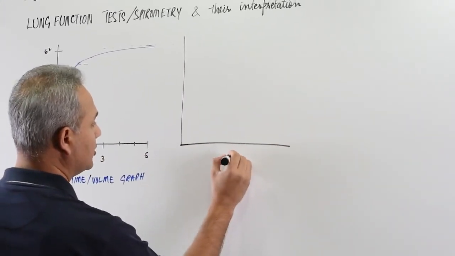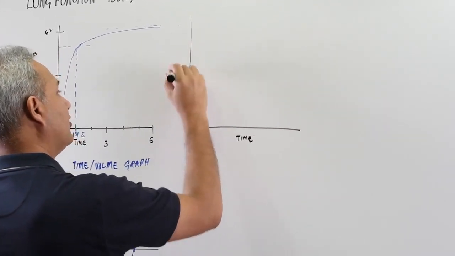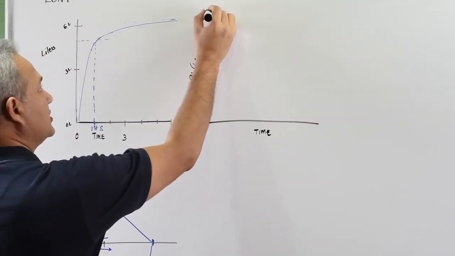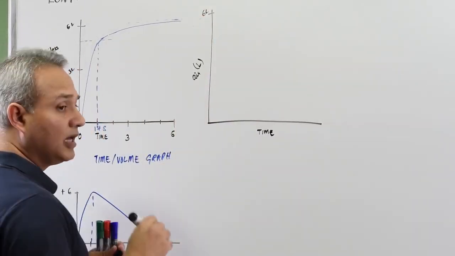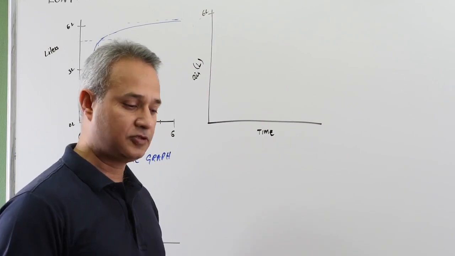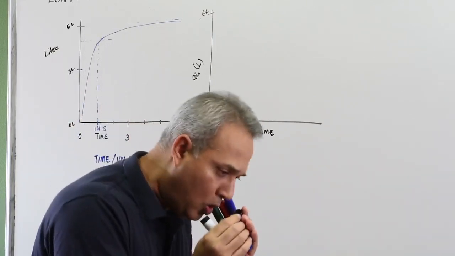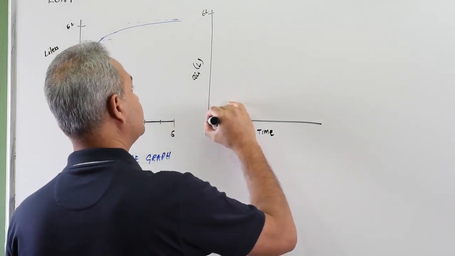So this is time, and this is liters of air. Let's go up to 6 liters, let's say this is what's happening. Now the patient comes to you, you ask the patient to take a deep breath and then blow into this spirometer like this. And what the patient does is, the patient does this.